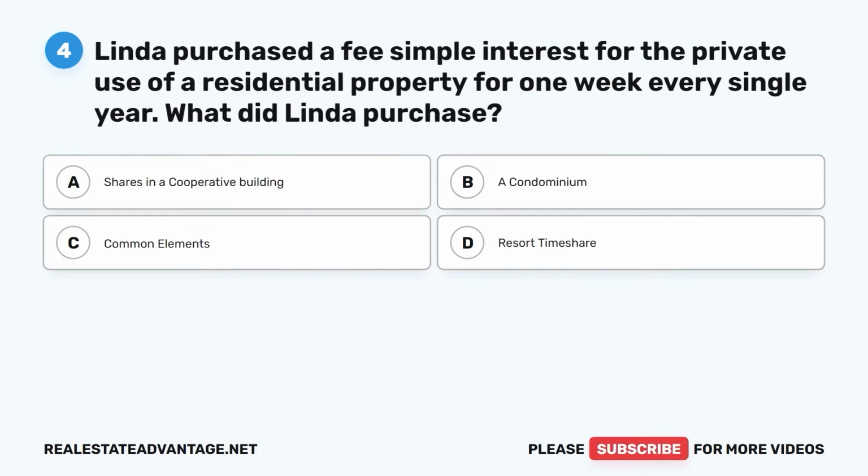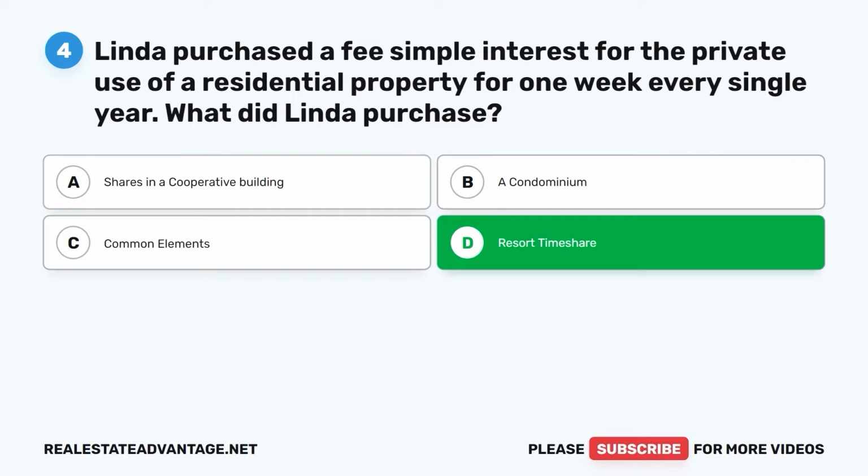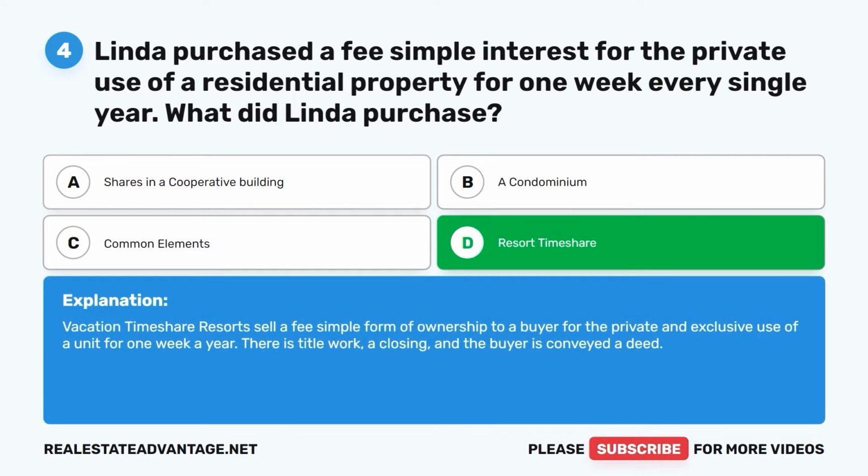Question 4. Linda purchased a fee simple interest for the private use of a residential property for 1 week every single year. What did Linda purchase? A. Shares in a cooperative building. B. A condominium. C. Common elements. D. Resort timeshare. The correct answer is D. Resort timeshare. Vacation timeshare resorts sell a fee simple form of ownership to a buyer for the private and exclusive use of a unit for 1 week a year. There is title work at closing, and the buyer is conveyed a deed.